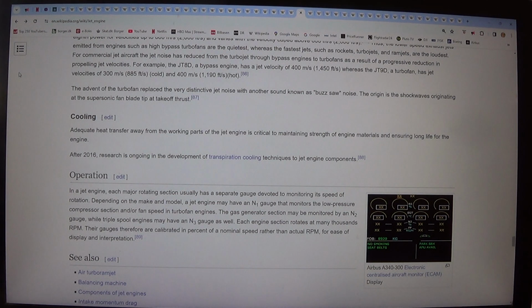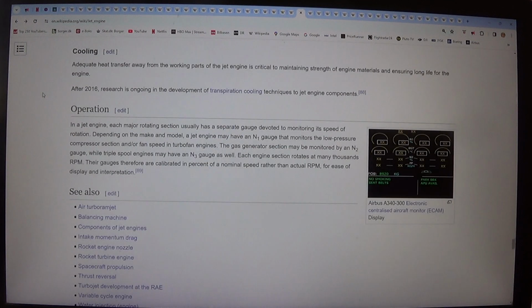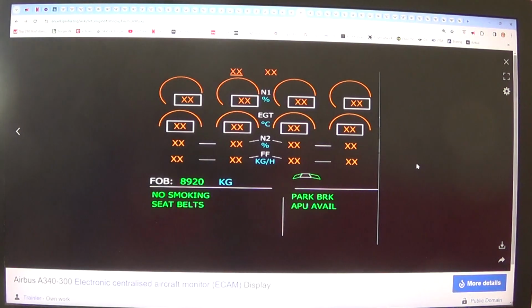Cooling. Adequate heat transfer away from the working parts of the jet engine is critical to maintaining strength of engine materials and ensuring long life for the engine. After 2016, research is ongoing in the development of transpiration cooling techniques for jet engine components.